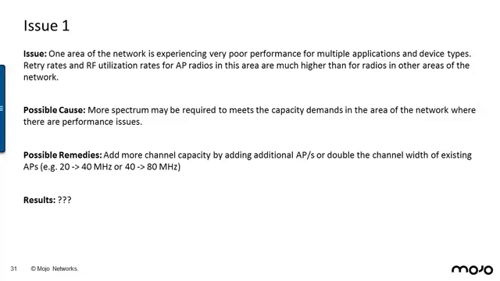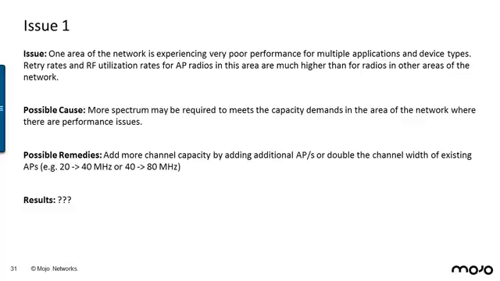All right. Lastly, before we get to Q&A, I just want to run through some issues and some remedies. And so we'll start with, let's see. One area of the network is experiencing very poor performance for multiple applications and device types. So just one area of the network. Okay, these devices and applications are working fine elsewhere. Let's assume we noticed that we have a high retry rate and RF utilization rates for APs in that area, much higher than other areas of the network.